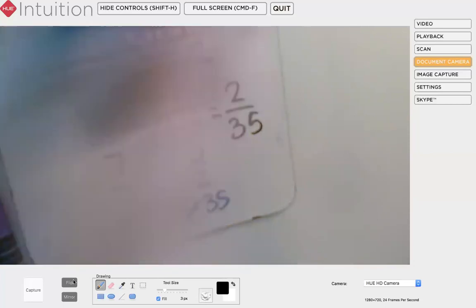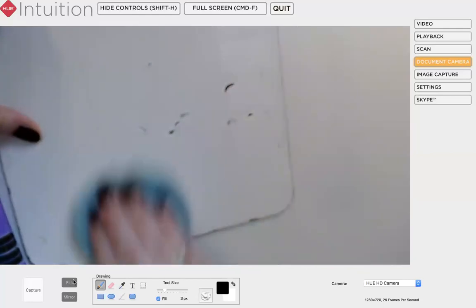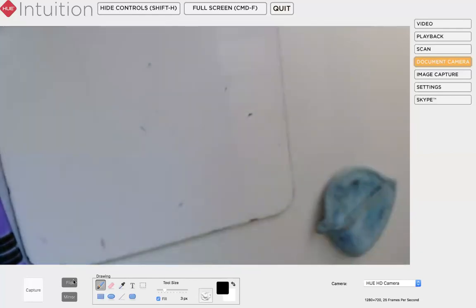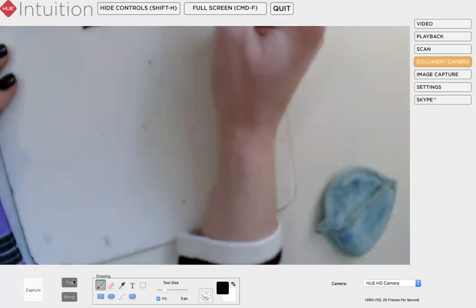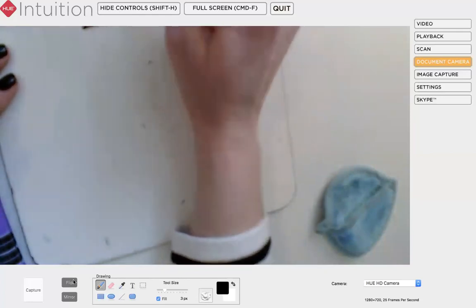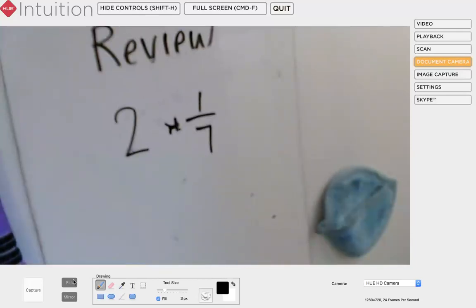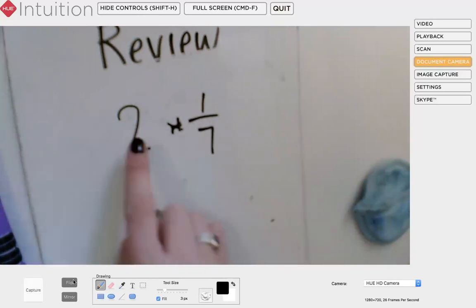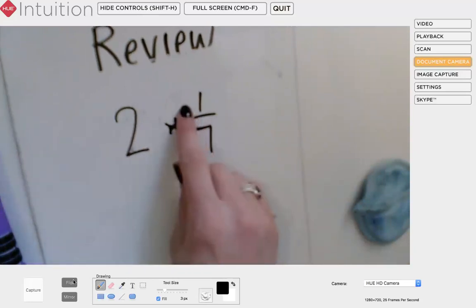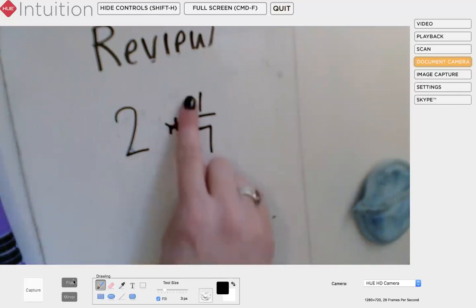All right, what I want to review next with you guys is how you're going to multiply a whole number by a fraction. So for example, if I have 2 times, let's say, 1/7. 2 times 1/7. Now this is a little different because when I see the whole number 2, I don't see a denominator. So when I'm looking at 1/7, I think, well, it's going to be difficult for me to multiply 2 times 1/7.